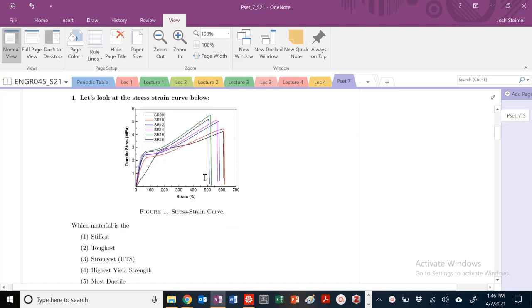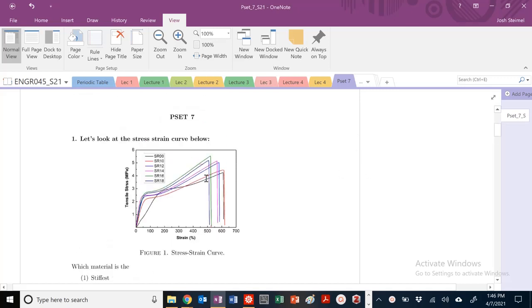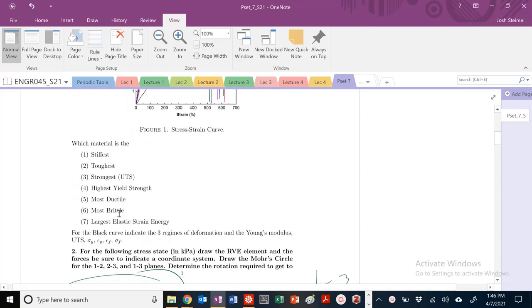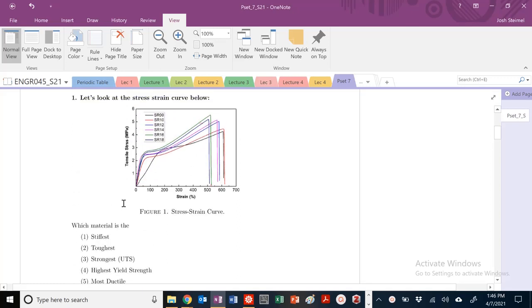And let's go ahead and get started with our solutions to problem set 7. So let's go ahead and answer the question. Look at the stress strain curve below: which is stiffest, toughest, strongest, highest yield strength, most ductile, largest elastic strain energy, etc. So let's go ahead and do this.